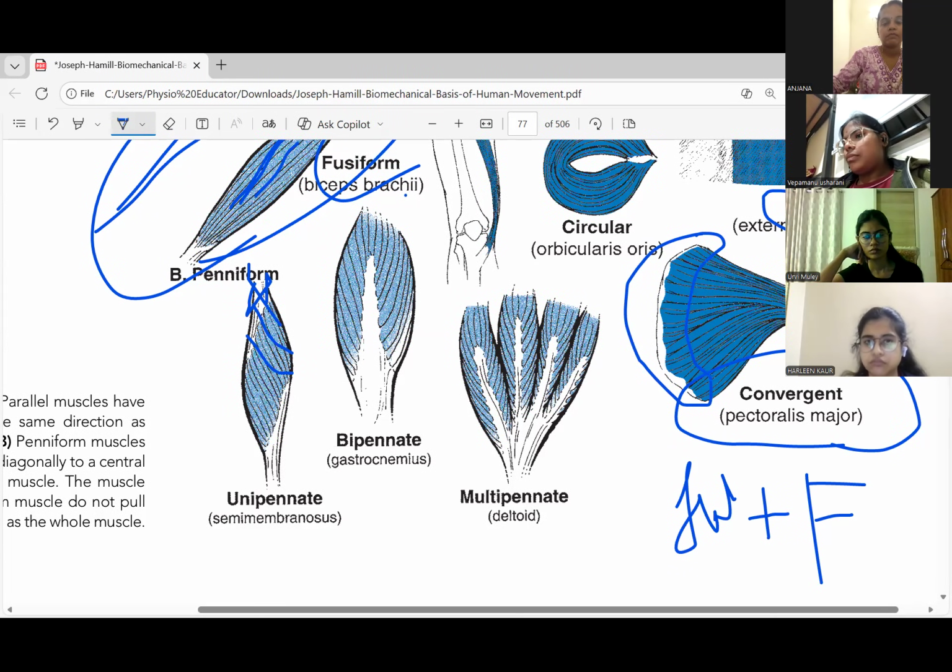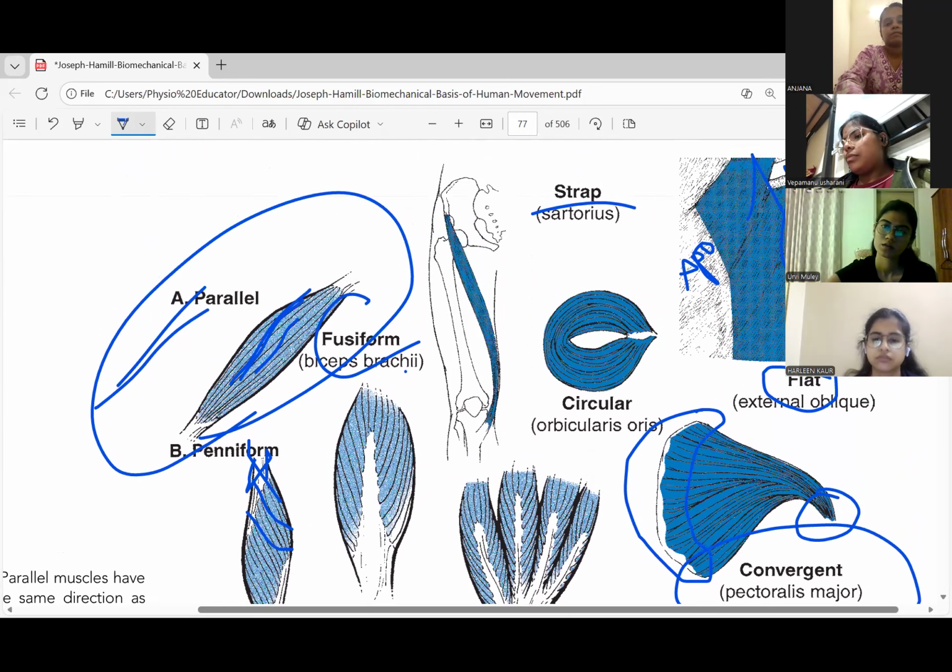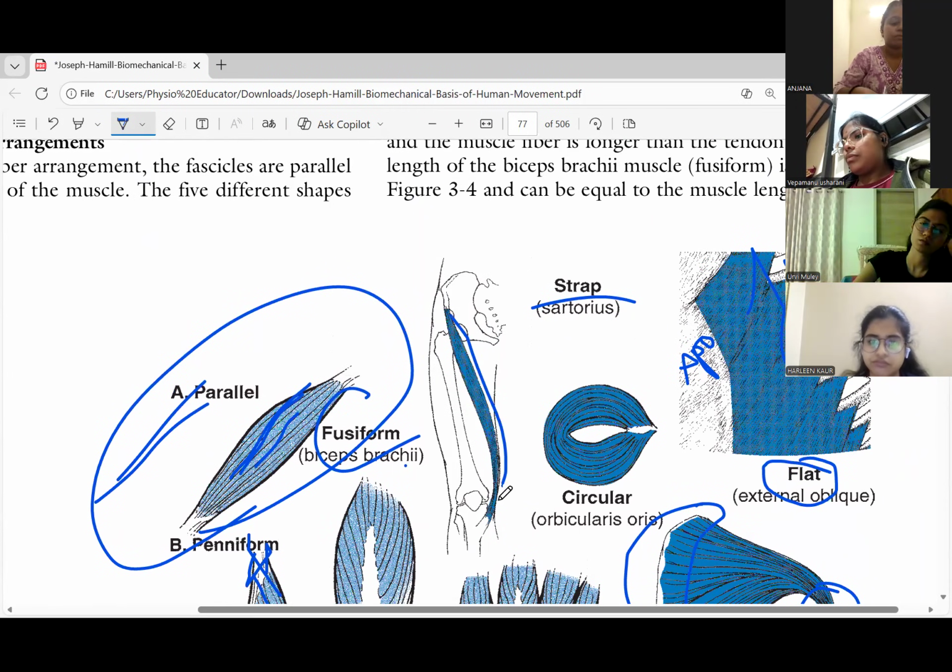Okay? And the fourth one which we have is the strap. What does strap muscle mean? Strap muscle is where, from origin towards the insertion, there is no belly, no tendon.